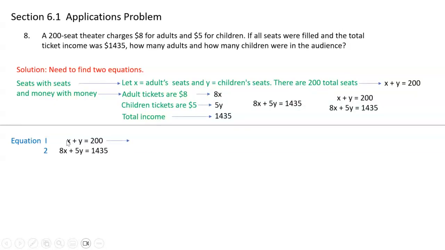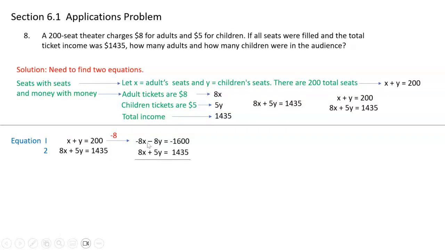To get rid of the x's, I'm going to multiply equation 1 by -8. Why? Because -8 times x will give us -8x, then when I add 8x to it, they'll be eliminated. But I need to multiply -8 times every term in the equation. It's going to give us -8x minus 8y equals -1600, because -8 times 200 will give us -1600, -8 times y will give us -8y, and -8 times x will give us -8x. Equation 2, I will just bring over.